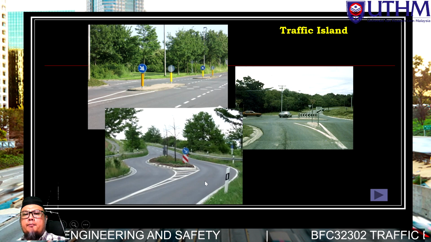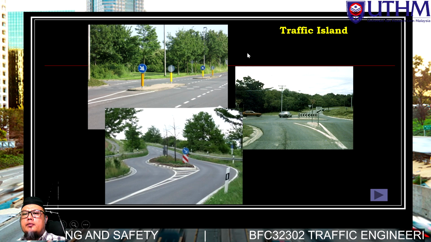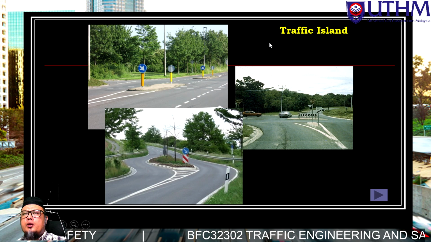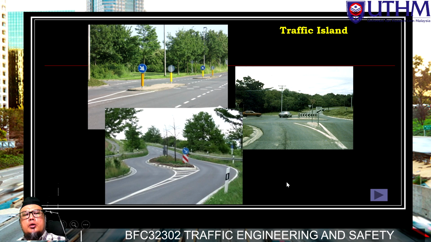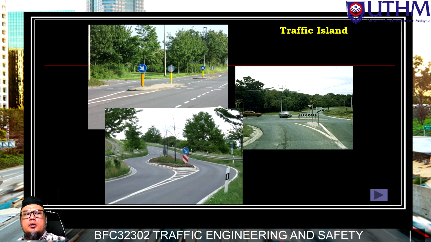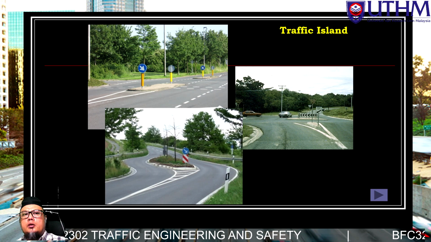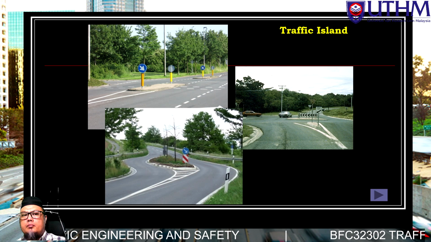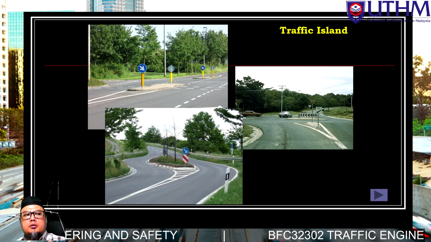Okay, I think that's all for the first part, covering three types of intersections: priority intersection, at-grade intersection and grade separation intersection. Okay, for the roundabout, I think we will cover it in the next lecture, next week. I think for this week we just finish at this particular topic. Okay, I think that's all for today.